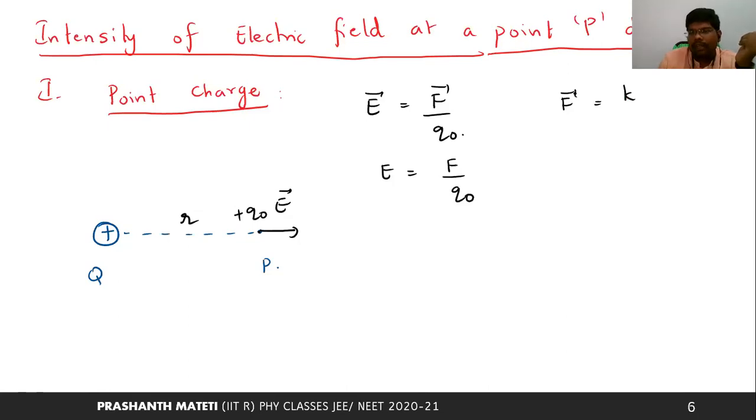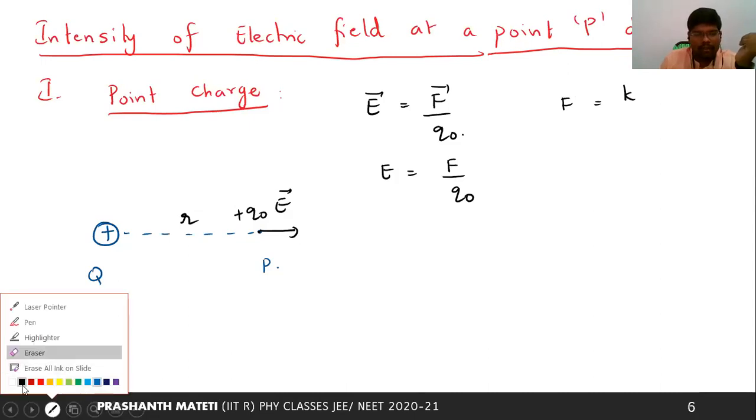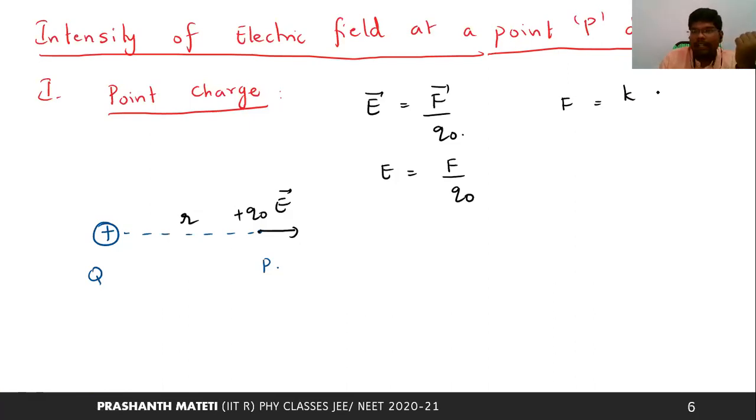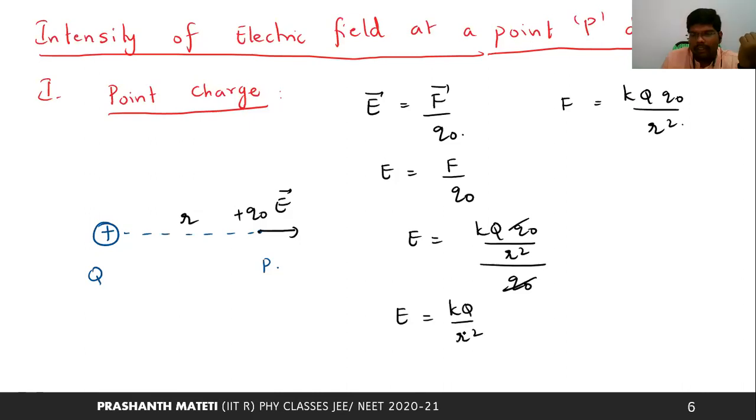In terms of direction, we already know the direction, so we are only looking for the magnitude. In this case, F is equal to kQQ naught by r square, which is the Coulomb force. And when we divide by Q naught, what will happen? kQQ naught by r square by Q naught, so Q naught gets cancelled. What is the electric field strength coming out to be? kQ by r square. So at this point, the strength of the field is simply kQ by r square.